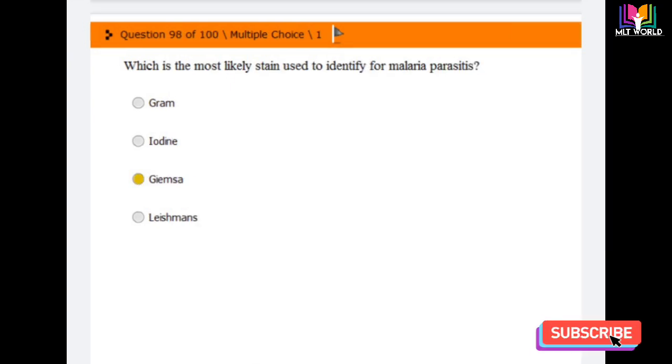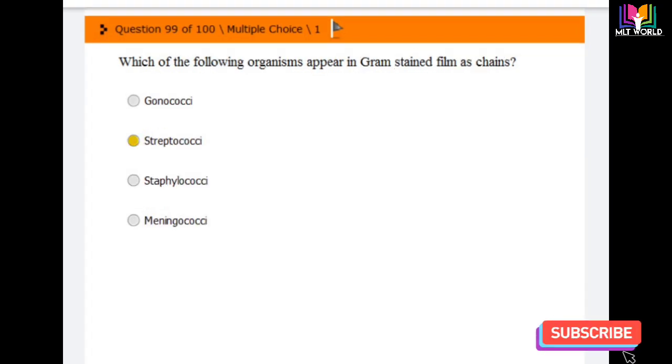Next is question number 98. Which is the most likely stain used to identify the malaria parasite? Options are Gram stain, iodine stain, Giemsa stain, Leishman stain. The correct answer is Giemsa stain. Giemsa stain is the most commonly used stain to identify the malaria parasite.